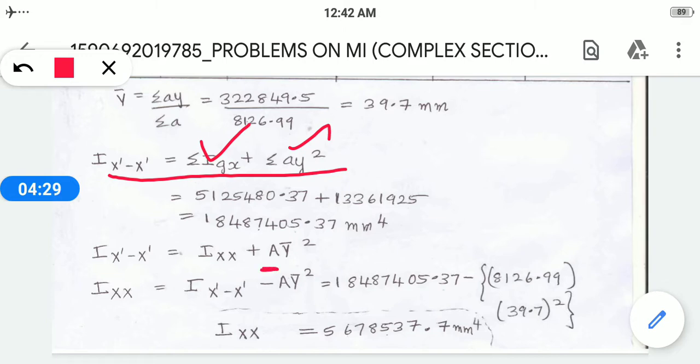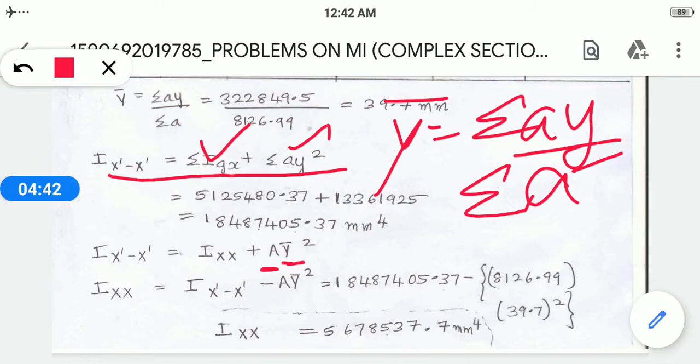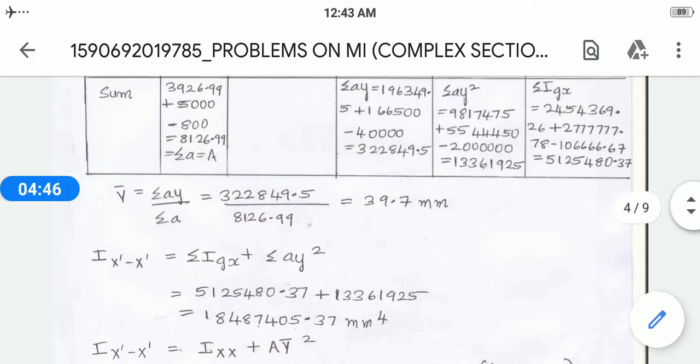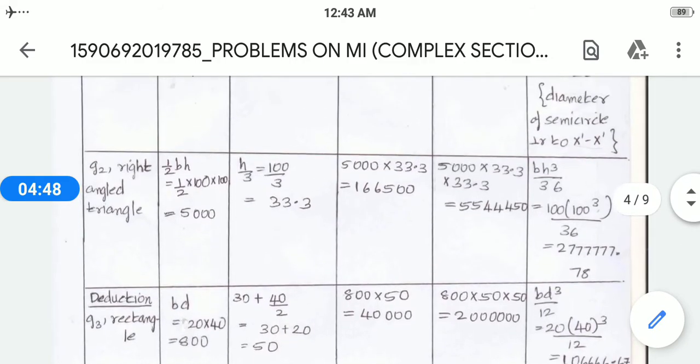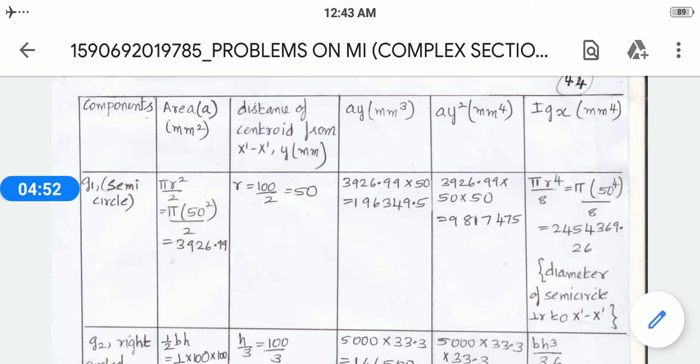And then this capital A means it is our summation of a. Then we need to find what is our y bar value. Y bar is equal to summation of ay divided by summation of a. So these are our requirements now. After getting the formula only, you are going to put the table first. That table should consist of your components, area and the distance y.